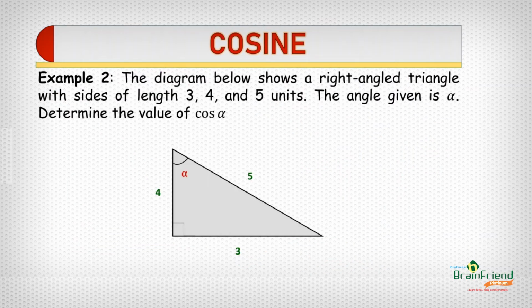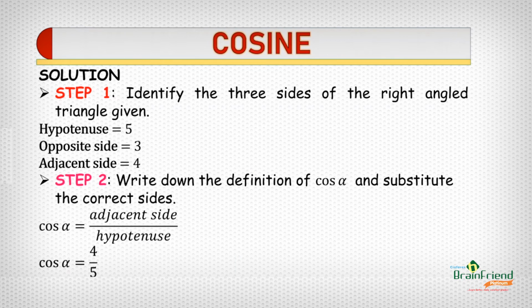Now going back to the example given for sine, let's look for the value of cos alpha. So step 1, we identify the three sides of the right angle triangle given. We have our hypotenuse to be 5, our opposite side to be 3, and our adjacent side to be 4. Step 2, we write down the definition of cos alpha and substitute the correct sides. Cos alpha is equal to adjacent side over hypotenuse. So substituting our values, we will have cos alpha is equal to 4 over 5.